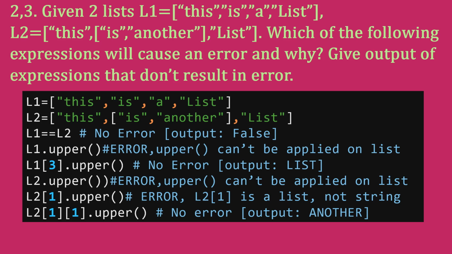Now L2[1][1].upper(). So this is referring to the string which is present at index number [1][1]. Okay, so that will be converted into uppercase and you will get the output like this.